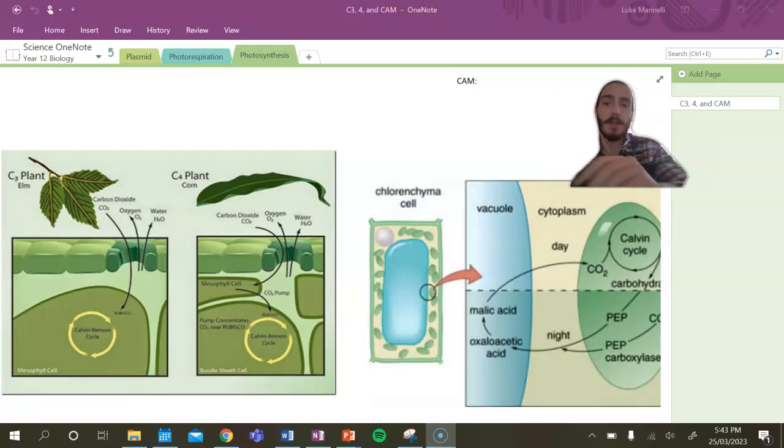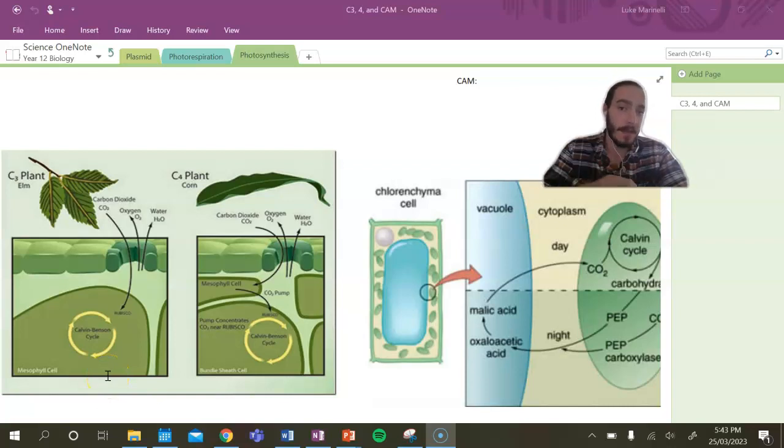So here we can see over on the left-hand side, this is a C3 plant. Remember, this is most of our normal plants that we know that exist in normal, moderate conditions. We can see that normally the stomata are open. We get oxygen and water leaving the plant through the open stomata so that we can get carbon dioxide into the plant, which binds to Rubisco and goes through the Calvin cycle, and we get glucose being produced. Okay, that's in a normal situation.